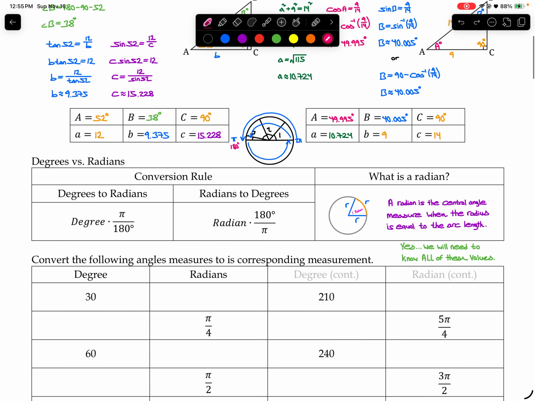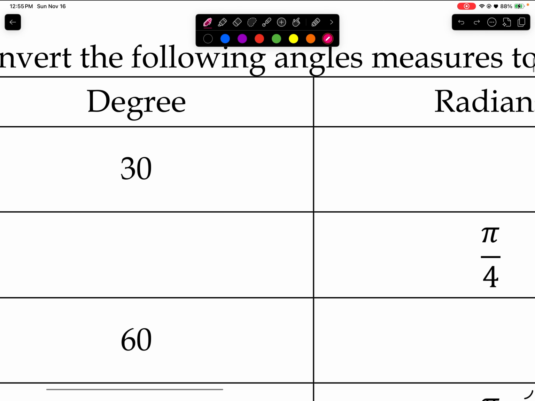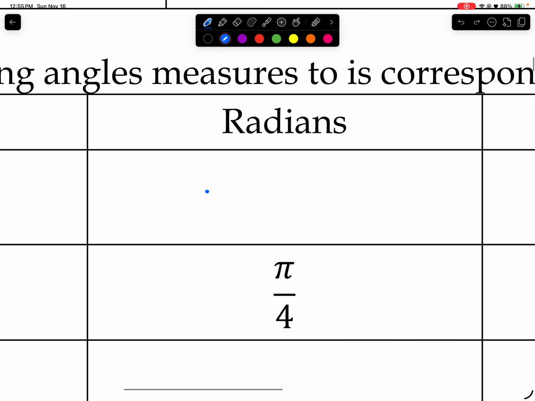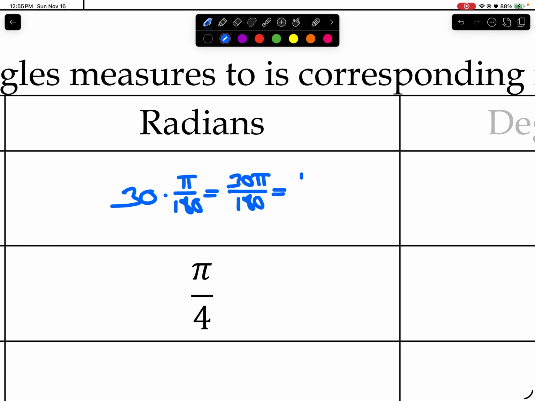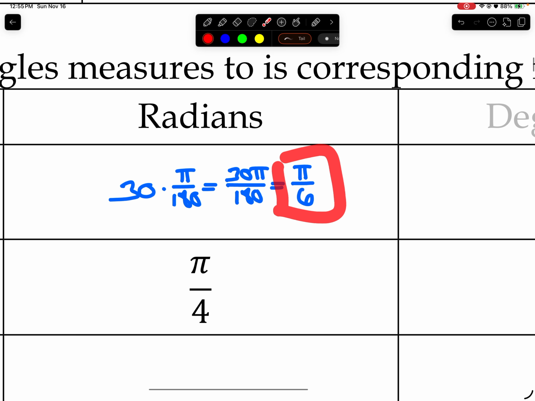Just to show you, first off, we're going to start with 30 degrees. I want to convert that to radians. So I'm going to do 30 times pi over 180 degrees. This is going to be equal to 30 pi over 180. Then you simplify, and that becomes pi over 6. So pi over 6 radians is the same as 30 degrees.